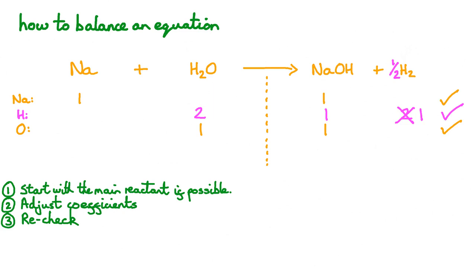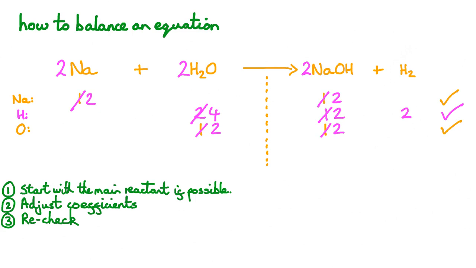A really easy way to do this is to simply multiply the entire reaction by 2. This results in a coefficient of 2 being placed in front of sodium, water, and sodium hydroxide, and the half coefficient in front of our hydrogen has disappeared. When we recheck the number of each element on both sides of our equation, we can see that we are still balanced.